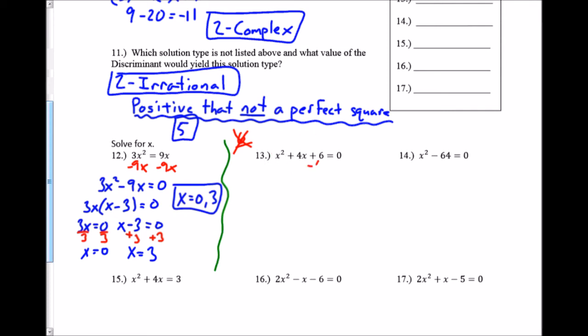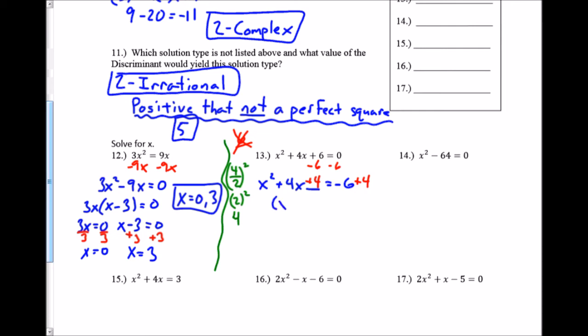So I'm going to subtract the 6 from each side. That's going to give me x squared plus 4x, with a little space, equals negative 6. And now I complete the square. I take that middle term, the 4, divide it by 2, and square it. So I've got 2 squared, which is 4. So the missing term that I need here is a 4. So I put a plus 4 here. Whatever I do to one side, I have to do to the other side.